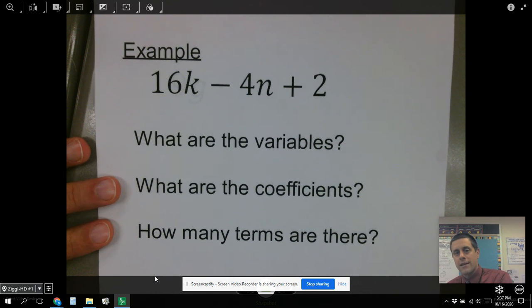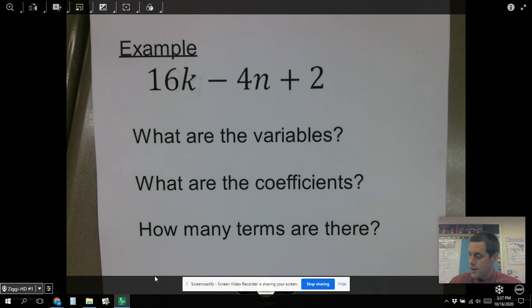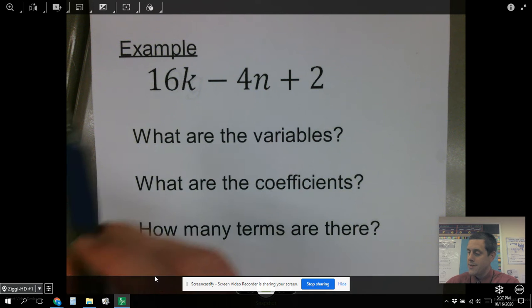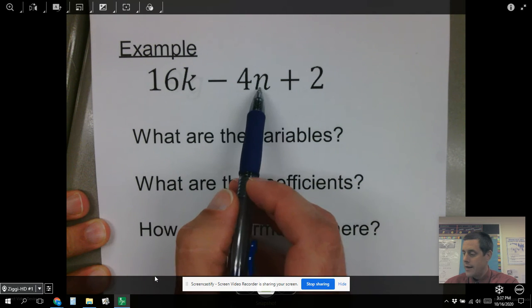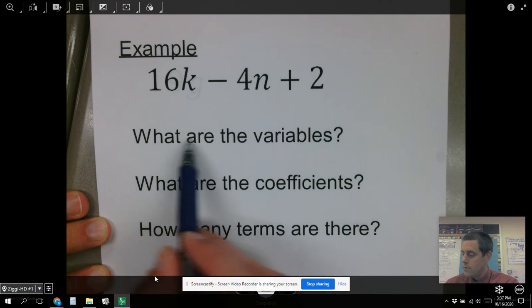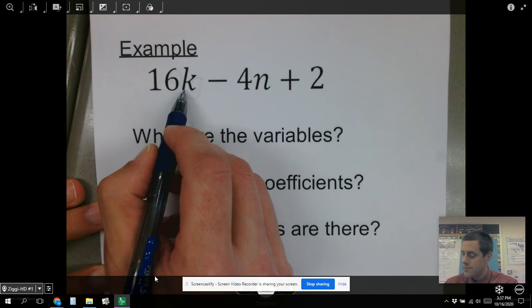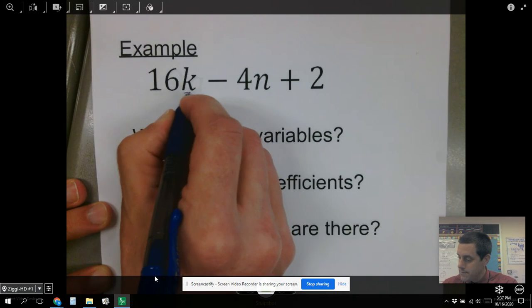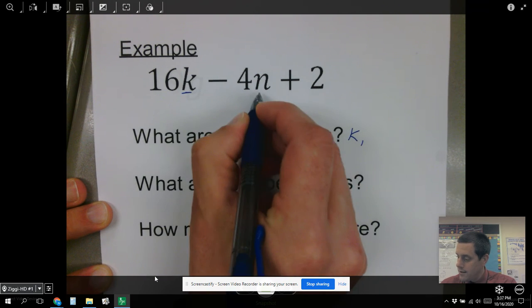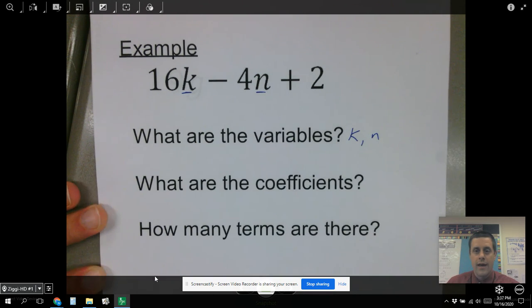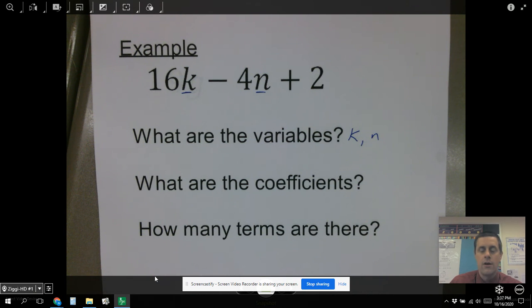All right, let's just practice identifying variables, coefficients, and terms. So here's an algebraic expression, 16k minus 4n plus 2. What are the variables in the expression? Well, the variables are the symbols of the unknown values. So k is a variable, and n is a variable. So k and n are the variables of this expression.